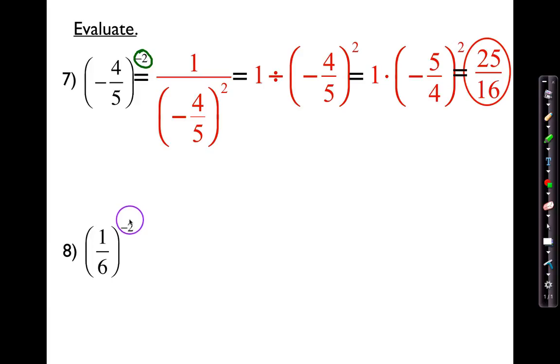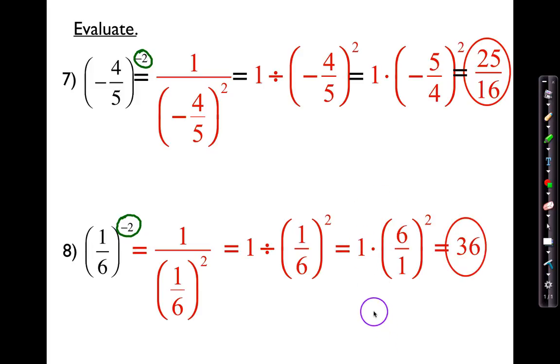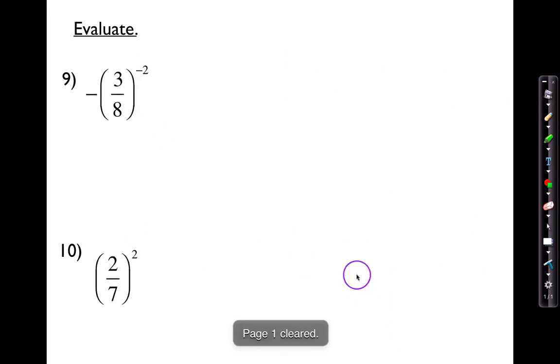Number 8, here we have a negative exponent, so we'll also be doing repeated division. 1 over 1/6 squared, rewritten as 1 divided by 1/6 squared. This we can turn into a multiplication problem, so it's 1 times 6 over 1 squared. 6 over 1 is just 6, so 6 squared would be 36, times 1 is just 36. Okay, let's keep on moving.